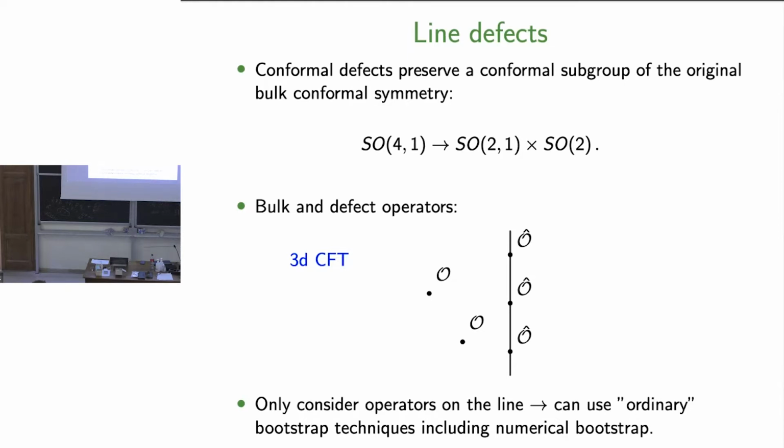And then, as I said at the beginning, there are a lot of fun things that you can do, right? You can put operators in the bulk. You can put operators on the defect. So for example, you can study correlation functions of bulk operators in the presence of a defect, but you can also concentrate on excitations on the defect itself. And you can also consider more exotic things, for example, in which you have a bunch of operators in the bulk and a bunch of operators on the defect. For the talk today, we're only going to consider excitations on the defect.